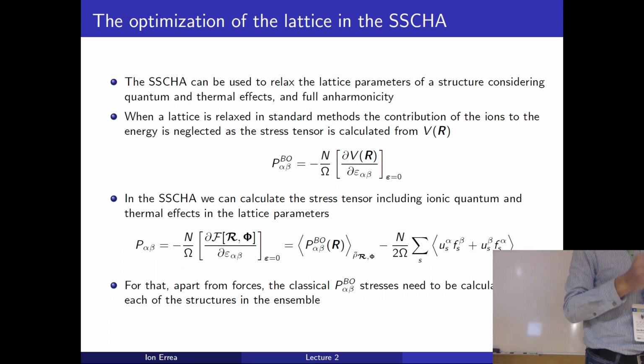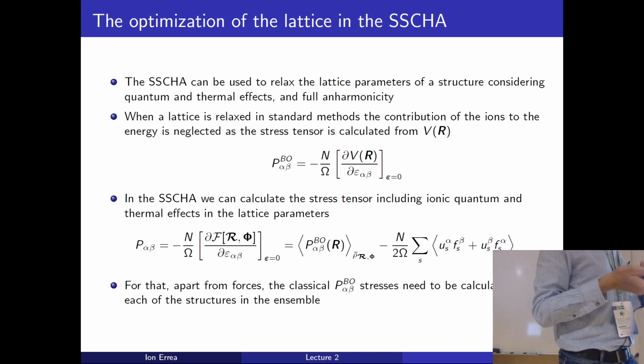That's why the harmonic solution does not depend on temperature, as Francesco said. So this has no temperature dependence, and also it does not consider the fact that in the energy the ionic fluctuations also contribute, the zero point energy.